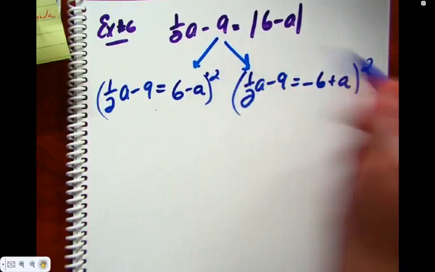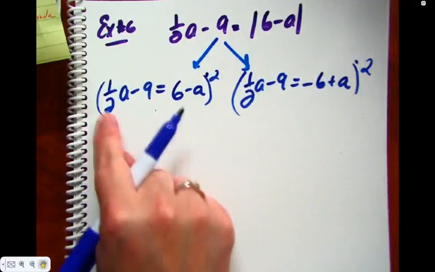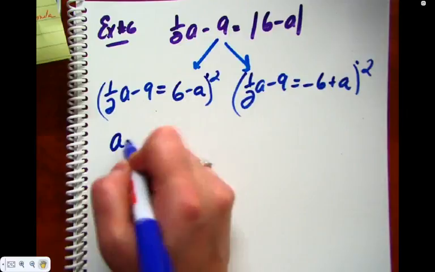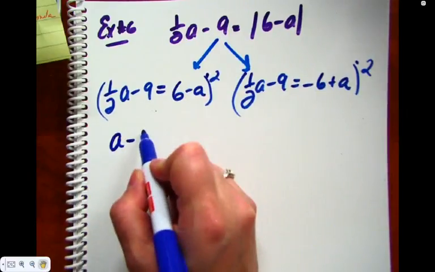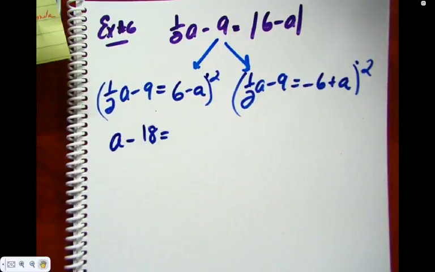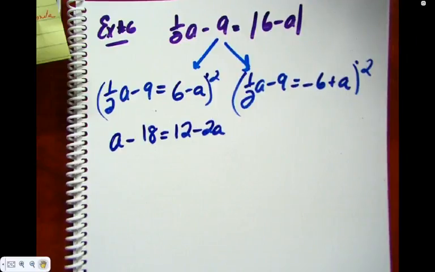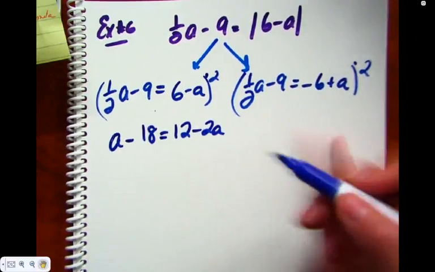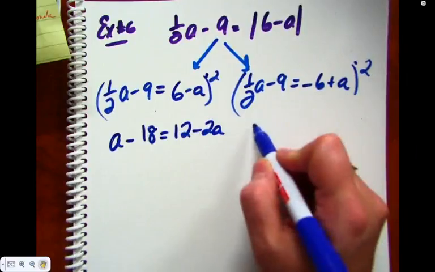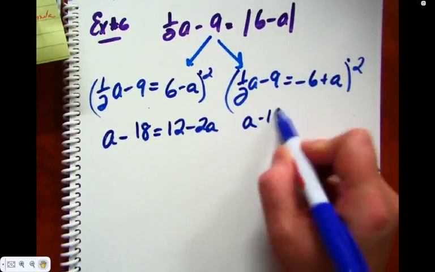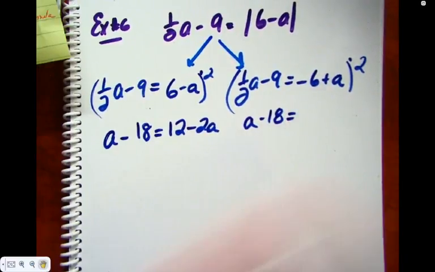That's multiplying by 2. I just wrote it on the wrong side of the bracket. A half times 2. 9 times 2. 6 times 2. And negative 8 times 2. The other equation, a half times 2. Negative 9 times 2. Negative 6 times 2. And 8 times 2.